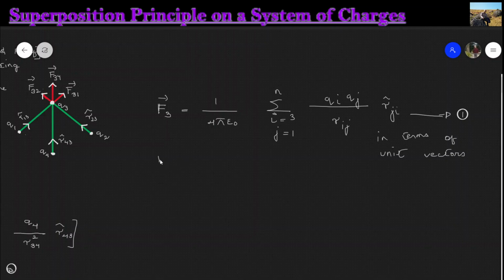Now we know one expression whereby we can write this force F3 in terms of position vectors. How will you write force F3 in terms of position vectors? We have learned in vector algebra that the definition of the unit vector is r cap equals r bar divided by the modulus of r. Incorporating this formula of r cap in equation 1, we can write equation 1 in another format.